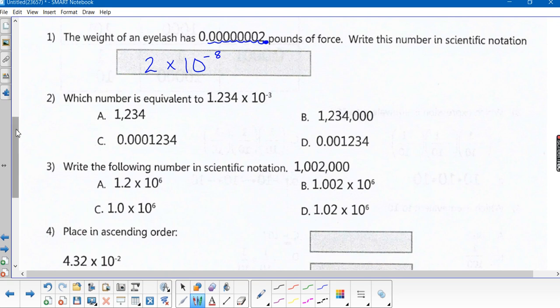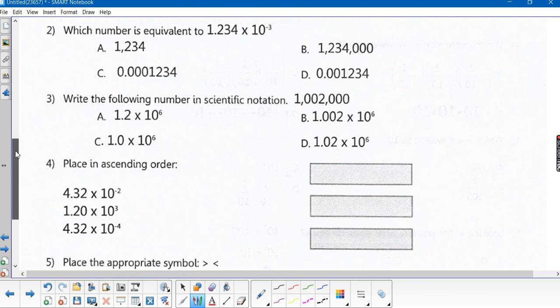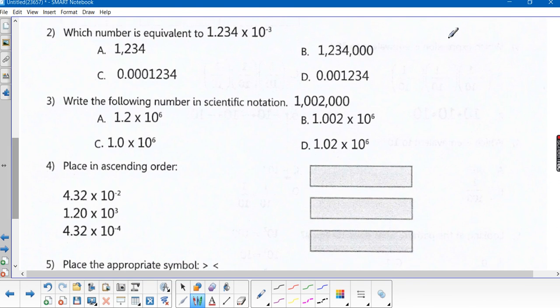Okay? Which number is equivalent to 1 and 234 thousandths times 10 to the negative 3rd power? I'm going to rewrite this number out here. Again, negative exponent, you know it's going to get smaller. 1, 2, 3. Place a decimal, a couple zeros. Now I can start looking for something that matches that.